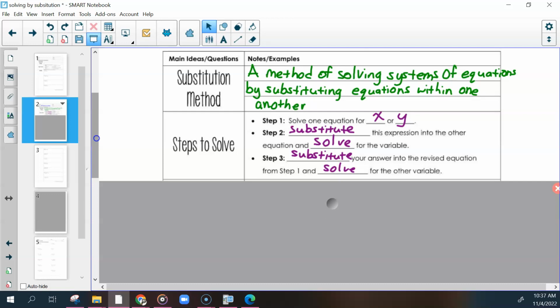So today we're talking about the substitution method, a method of solving systems of equations by substituting equations within one another. Similar, but different.